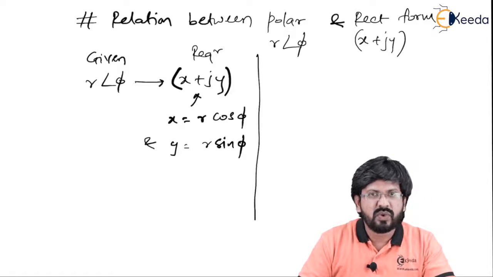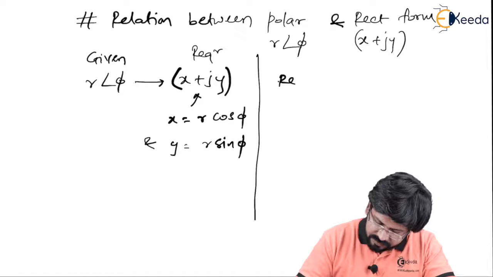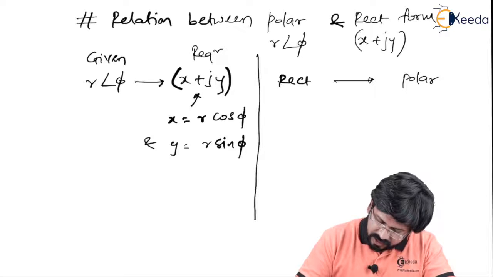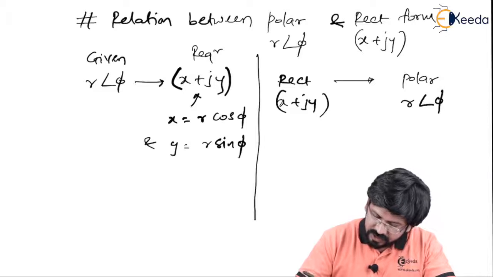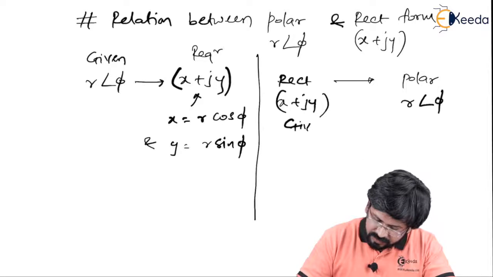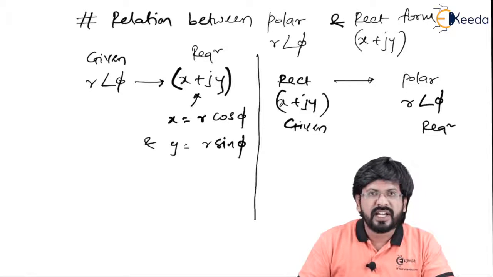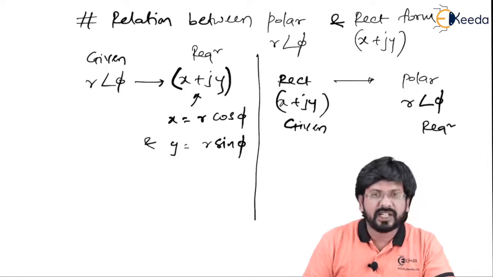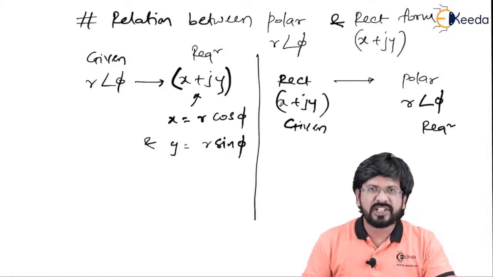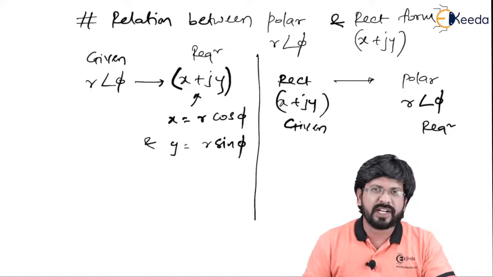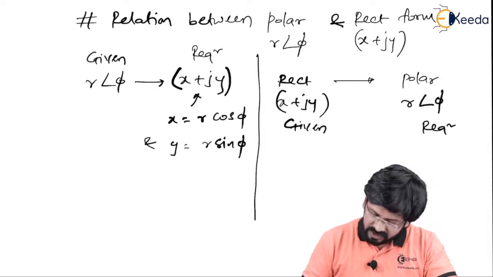Now we will see how to convert rectangular to polar. In rectangular, we have x plus j y form, and in polar we have R phase. It means now this becomes given and this becomes required. In GATE, calculators do not support this like a normal calculator where you easily convert polar to rectangular or rectangular to polar. This traditional method should be known to you, how to convert rectangular to polar and polar to rectangular. We will see.